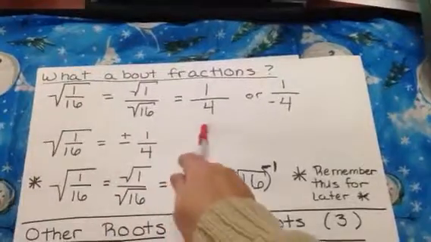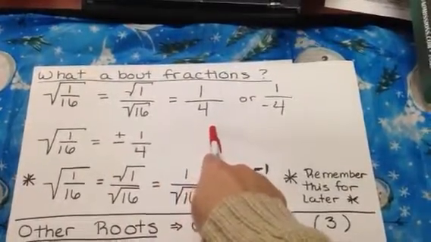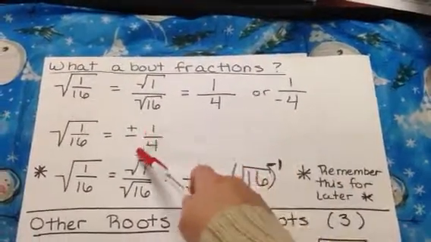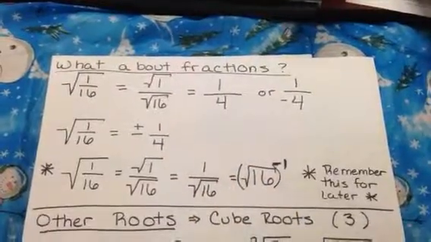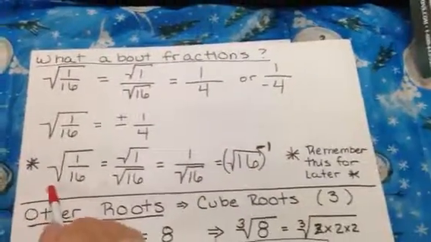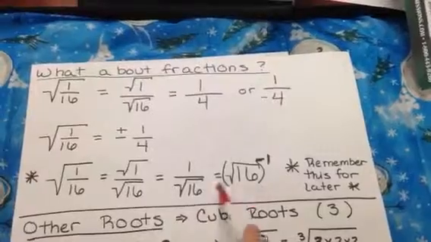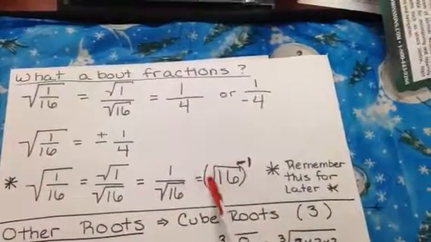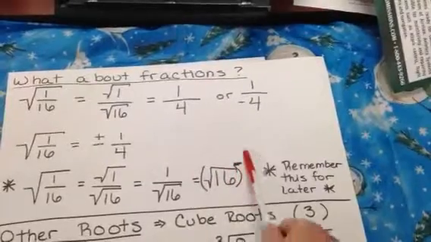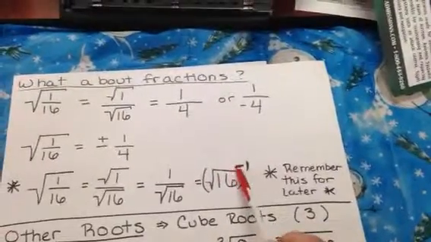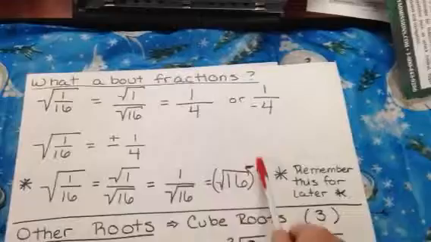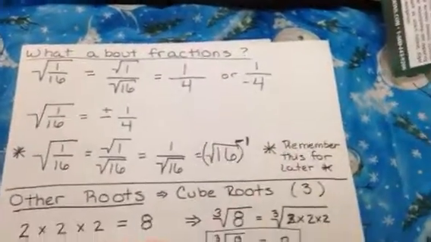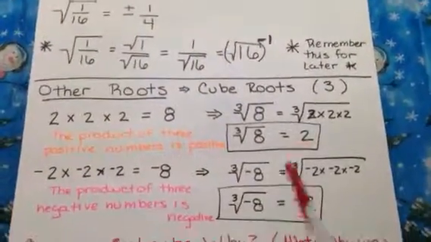So remember, it can be positive or negative, so this would be a positive or negative 1/4. Now, just as an aside, not that you have to do anything with it right now, but it'll be important later, we can also write this as square root of 16 to the negative first power. Remember that? When it was negative, it was 1 over. Just sort of remember this for later. It'll show up again.